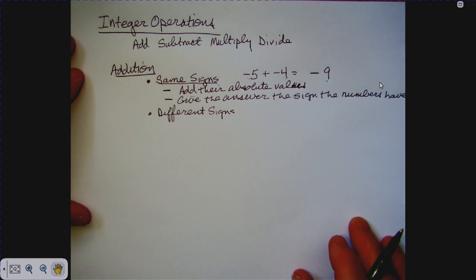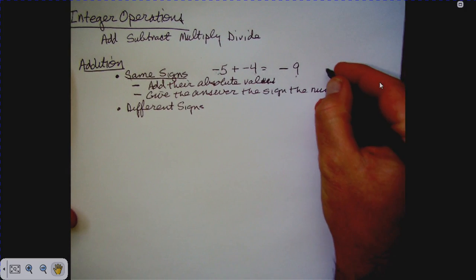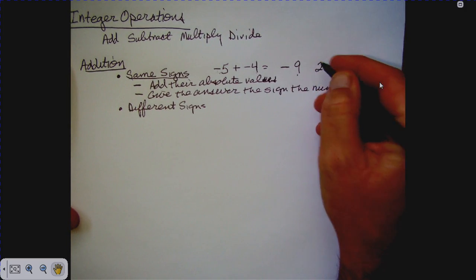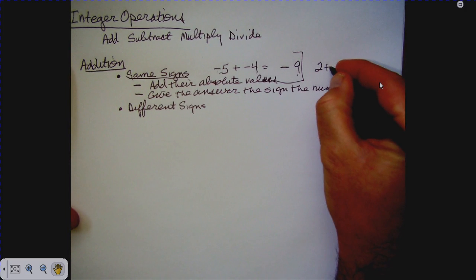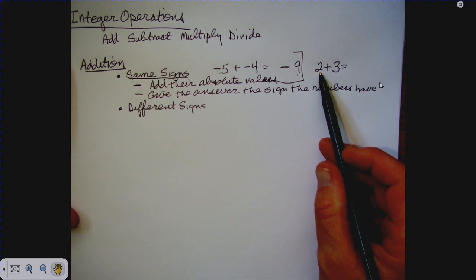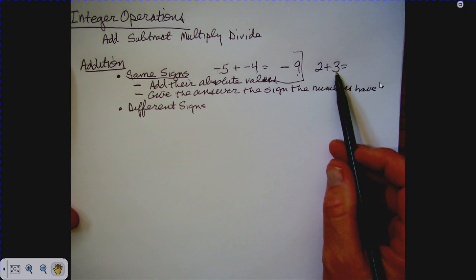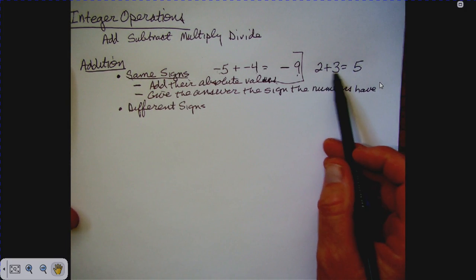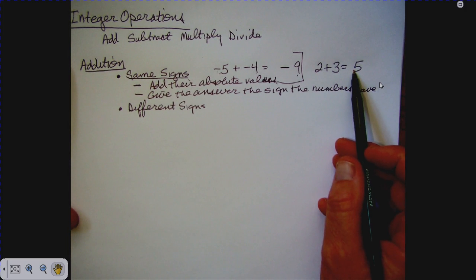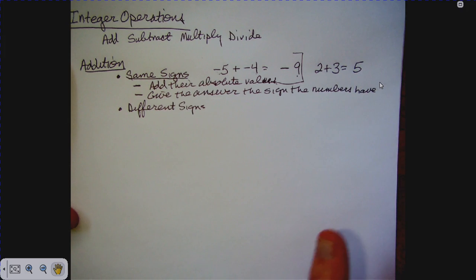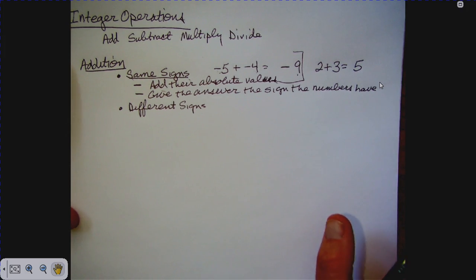Well, let's try it with another one here. Let's try it with something you learned in 1st grade, because it better get the same answer that you learned in 1st grade. So let's say we have 2 plus 3. Well, we're going to add the absolute values. So the absolute value of 2 is 2, and the absolute value of 3 is 3. In other words, we add them ignoring their signs, and we get 5. And we give the answer the sign the 2 numbers have. The 2 numbers have a positive sign, so it's a positive. I could put a plus there, but I don't need to. Okay? So that's the rule regarding addition with the same sign.